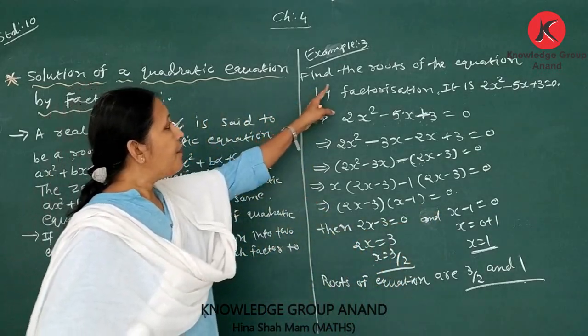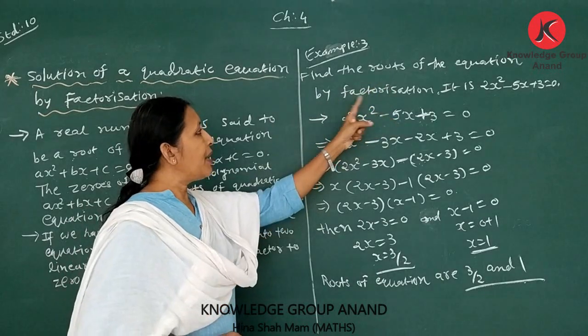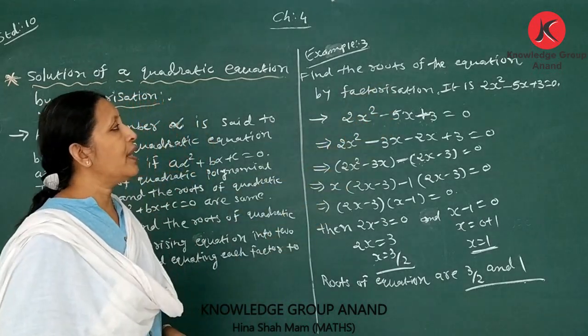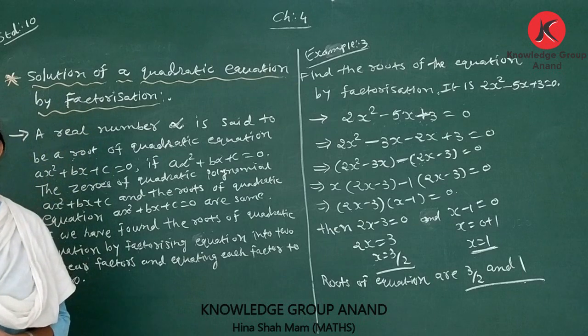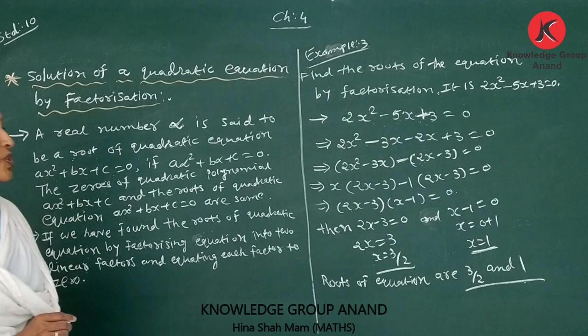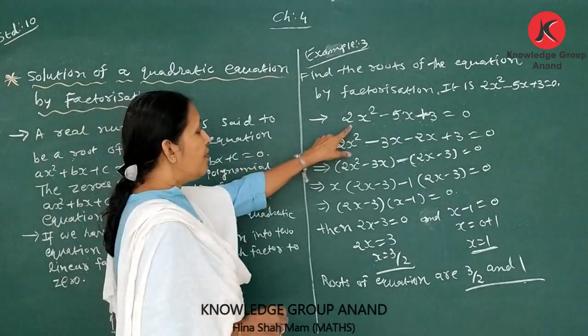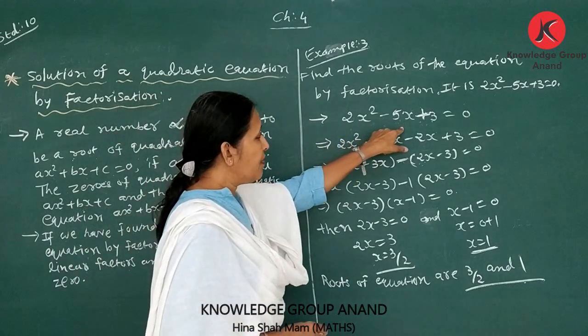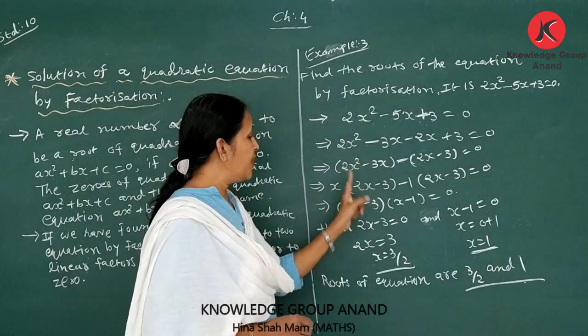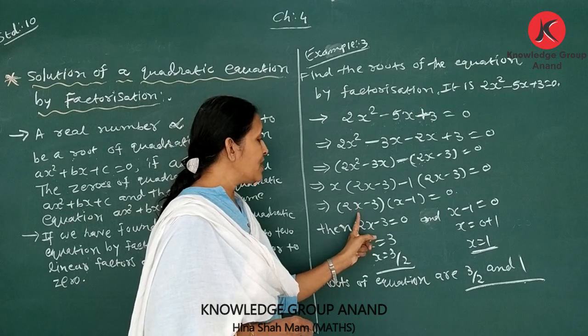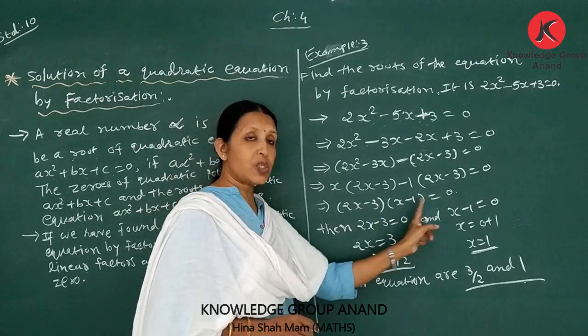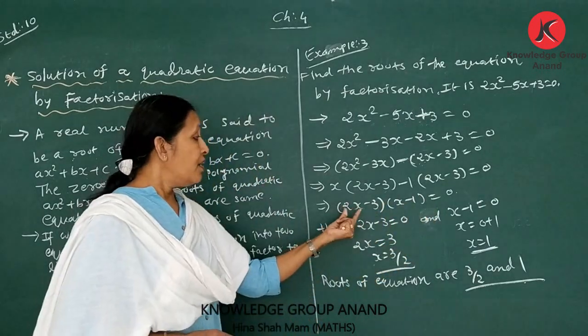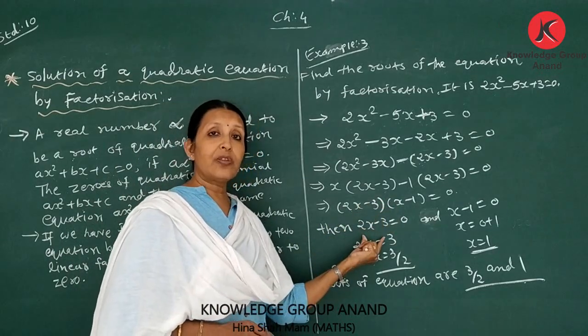Again, find the roots of the equation by factorization. It is 2x² - 5x + 3 = 0, which is our quadratic equation. With this equation, by the splitting method, we find the factors (2x - 3)(x - 1) = 0. Each factor is equated with 0.